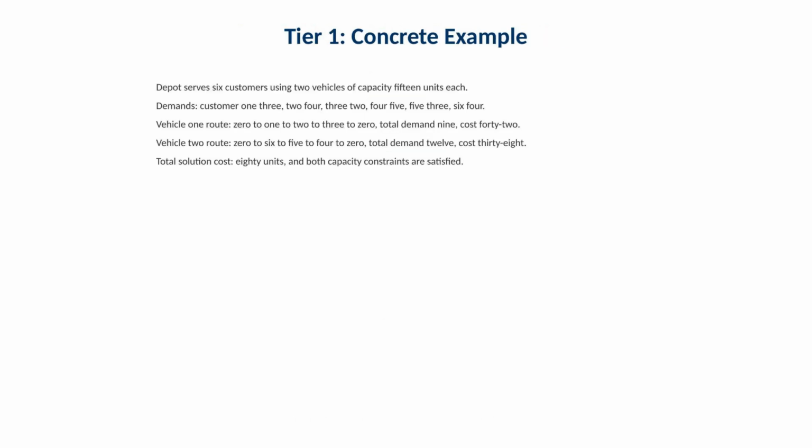In the concrete example, a depot serves 6 customers with 2 vehicles, each with capacity 15 units. Demands are 3, 4, 2, 5, 3, and 4 units. Vehicle 1 serves customers 1, 2, and 3 with total demand 9 and cost 42. Vehicle 2 serves customers 6, 5, and 4 with total demand 12 and cost 38. The total cost is 80 and both routes respect capacity.